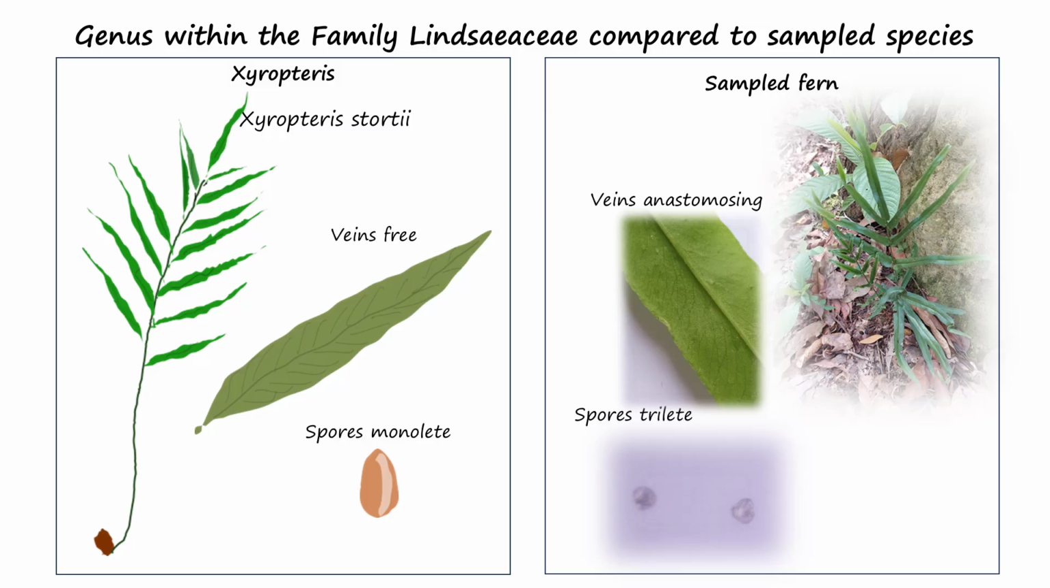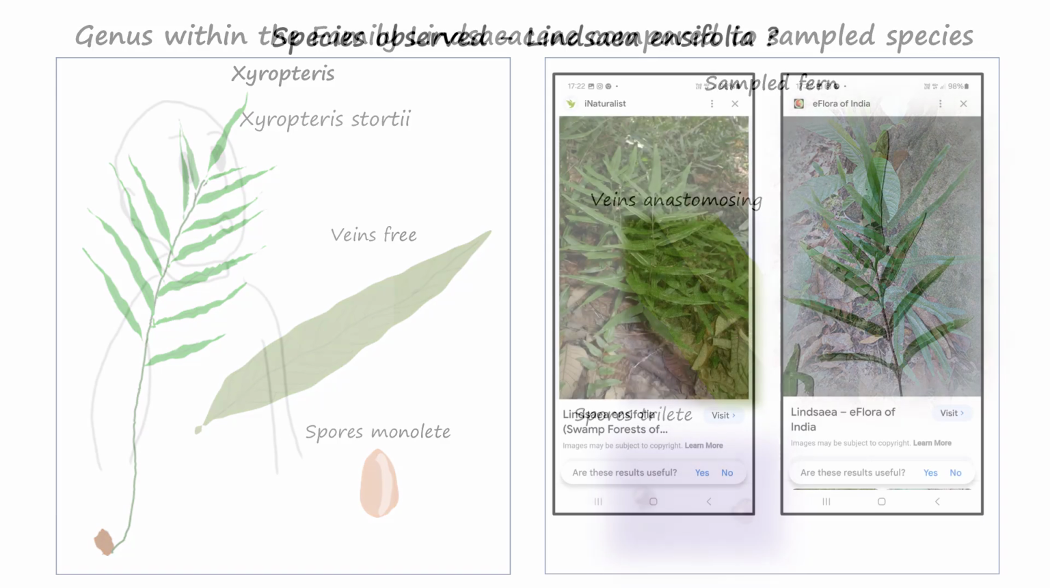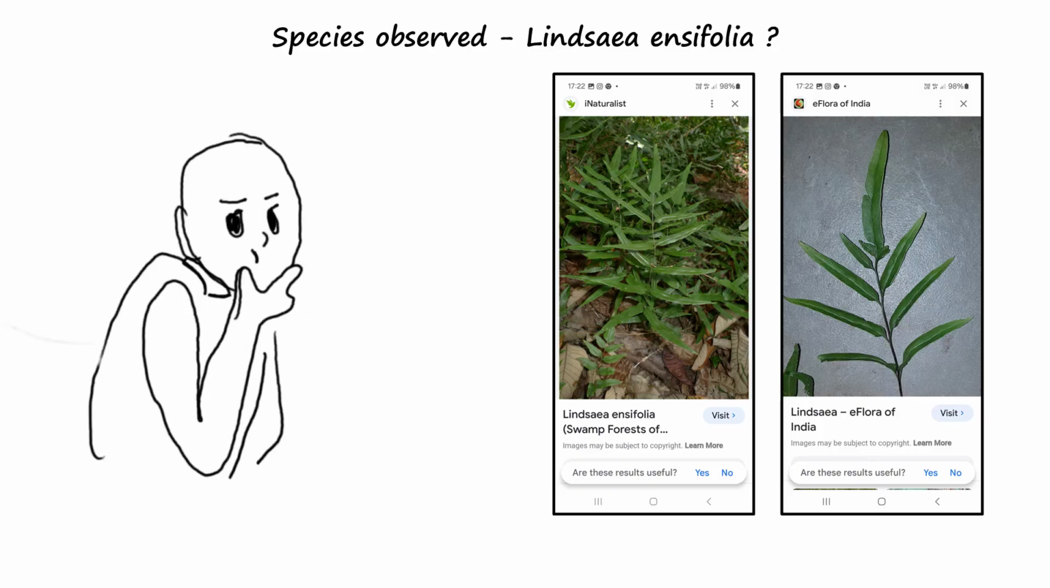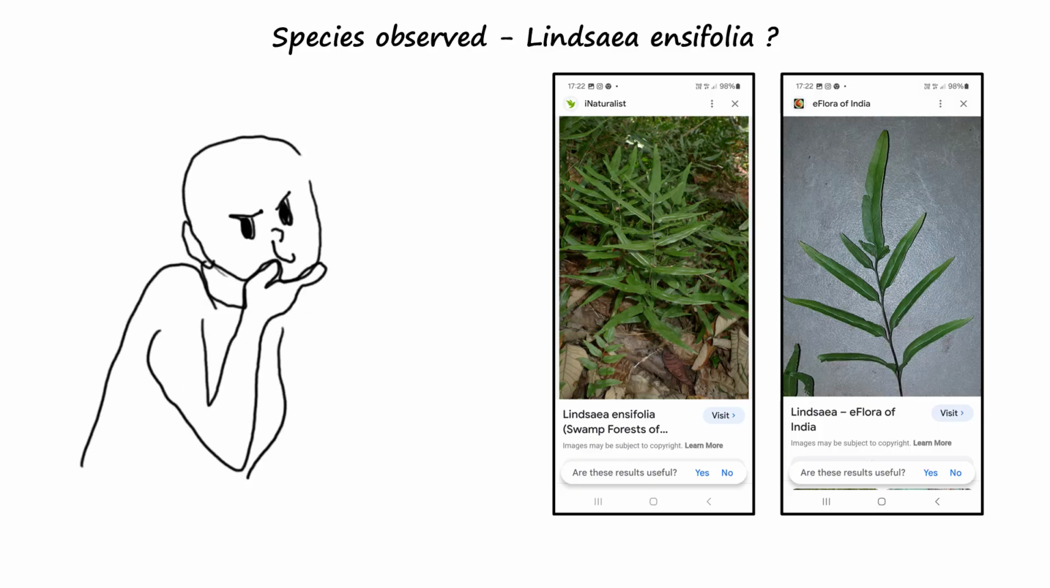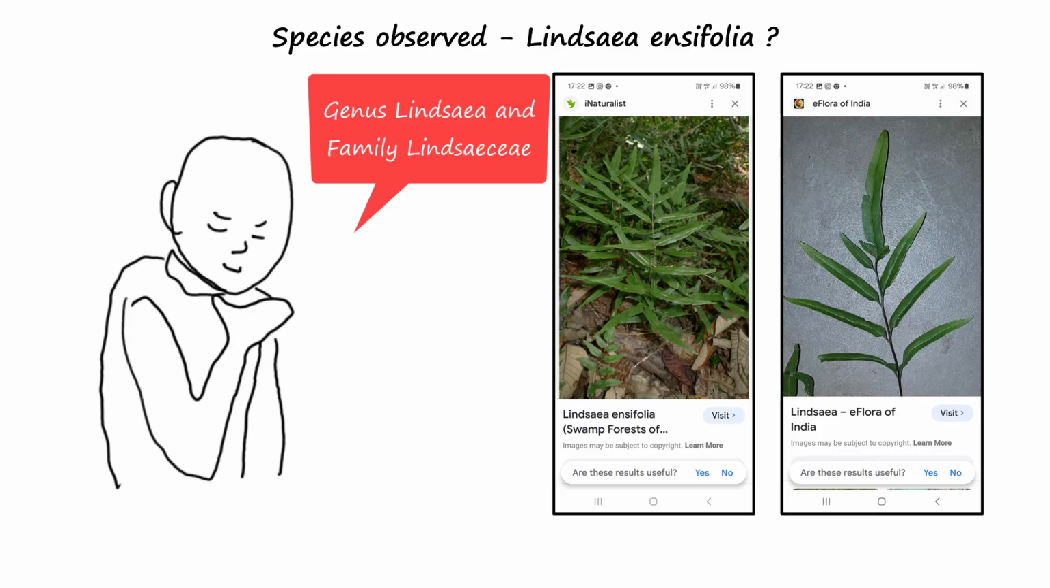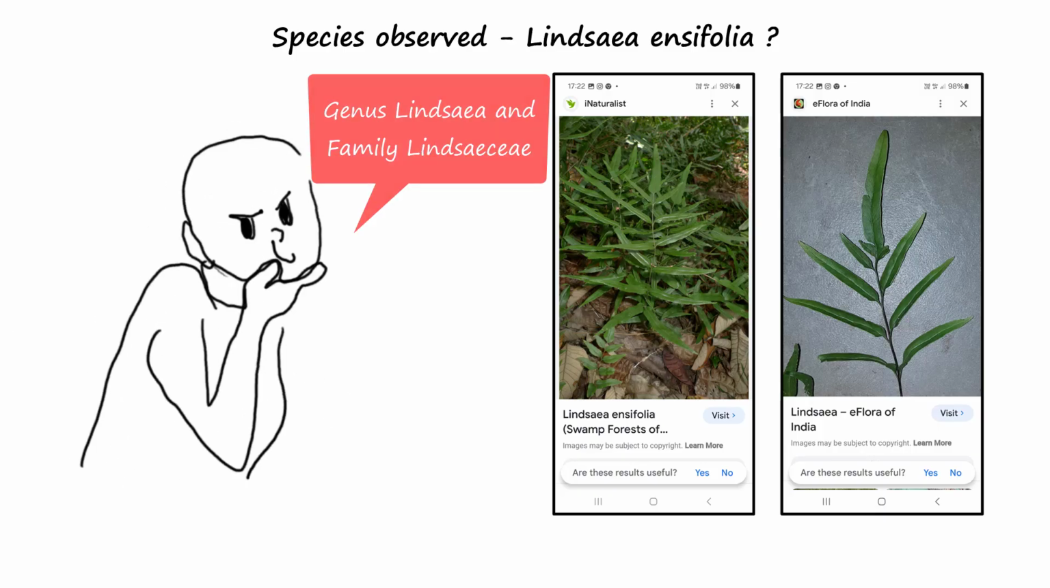Xyropteris, represented by Xyropteris strautii, which might form another genus, looks quite similar, but its ultimate laminar segments have free veins and a large basal acroscopic auricle. The specimen I found, however, has anastomosing veins and ultimate segments that lack that large basal auricle, which could place it among the Lindsaea. So with all this information, I now have more confidence that the fern I sampled is indeed from the genus Lindsaea and the family Lindsaeaceae.